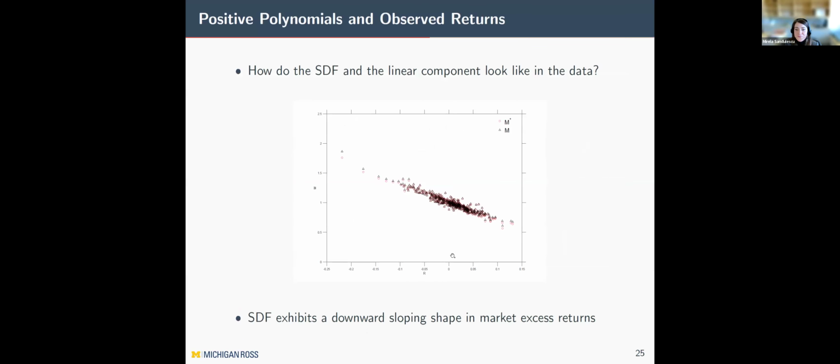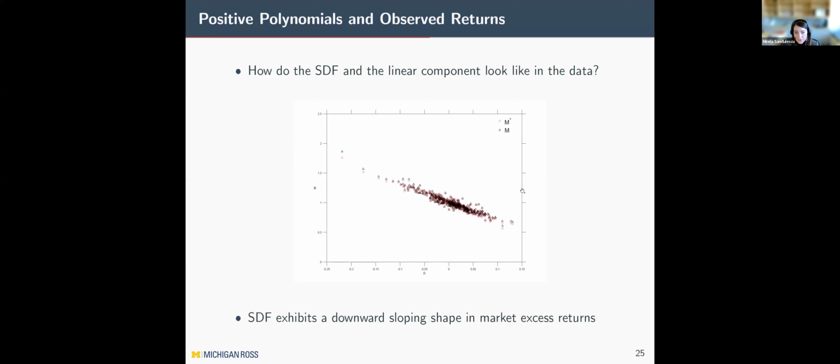All right, so the last thing that I want to show you is this idea that one could maybe be concerned about the fact that if you were to consider a polynomial stochastic discount factor, this is going to be convex in the underlying return data, right? So if you were to think about utility theory, again, you would want to see this nice downward sloping shape in the market excess return with respect to your stochastic discount factor, right?